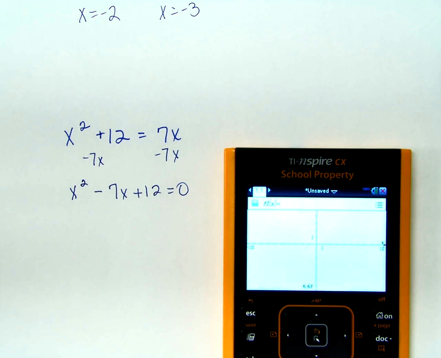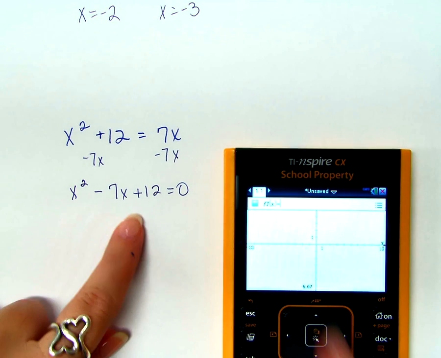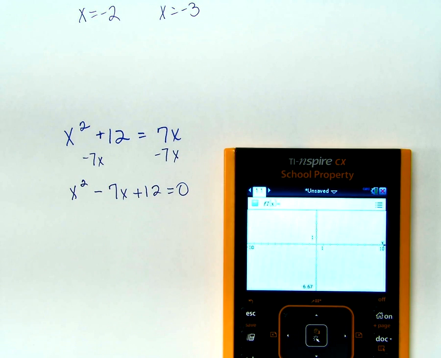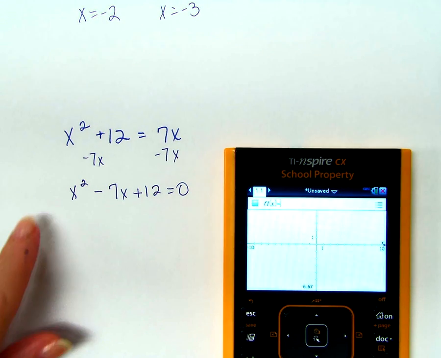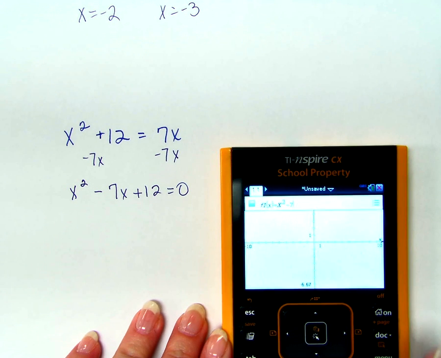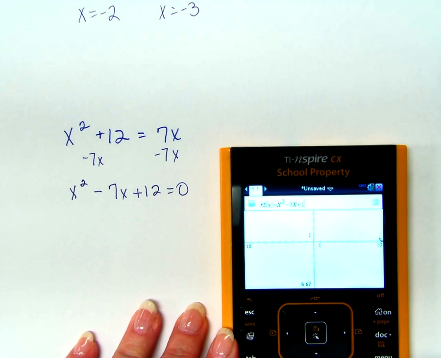Okay. So I want to put this into my y equals. Is that fuzzy to you, or is that just me? Okay, that's fuzzy. It's weird. It's off and on. X squared minus 7x plus 12.